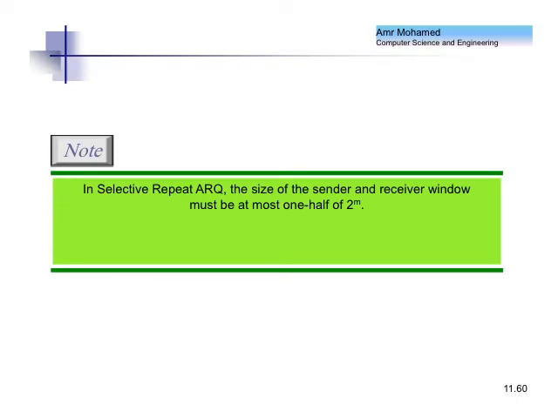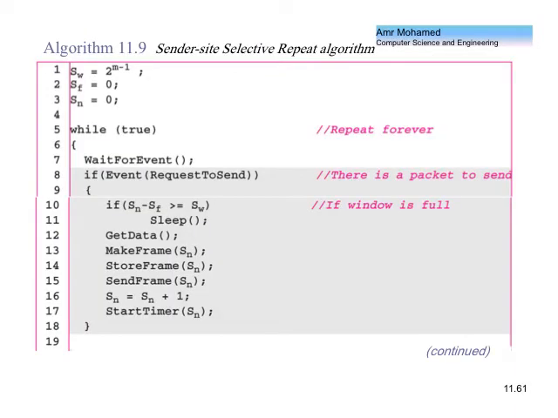So in selective repeat ARQ, the size of the sender and the receiver window must be at most 1/2 of the sequence number, 2 to the power m. So the sender window size is 2 to the power m minus 1 in the exponent, and then Sn, the start and the current pointer, should point to frame 0, and then we do the exact same thing. One slight difference here that you notice is this.